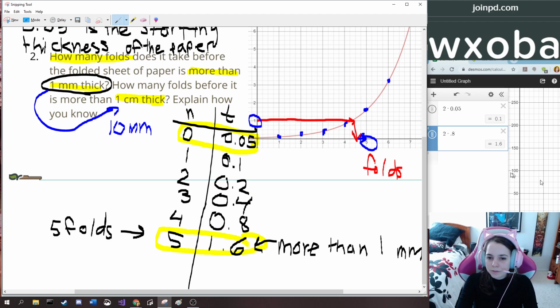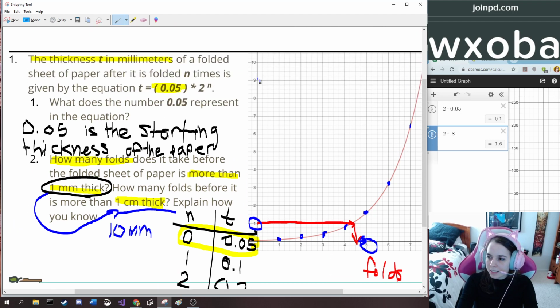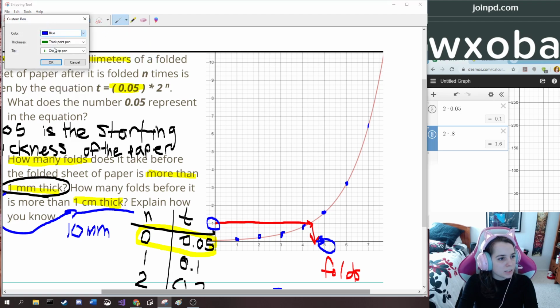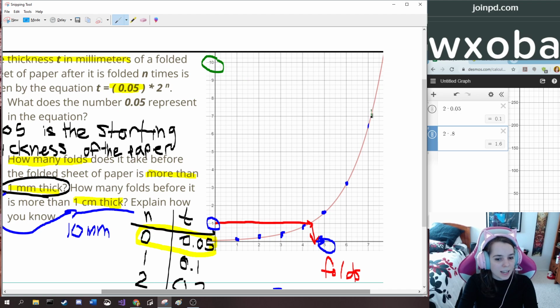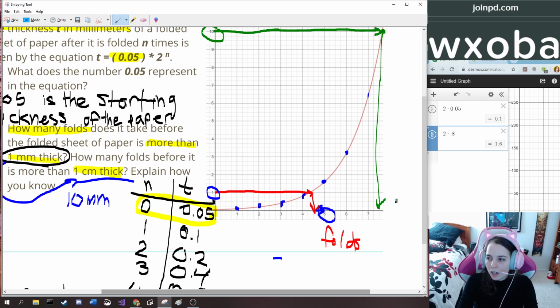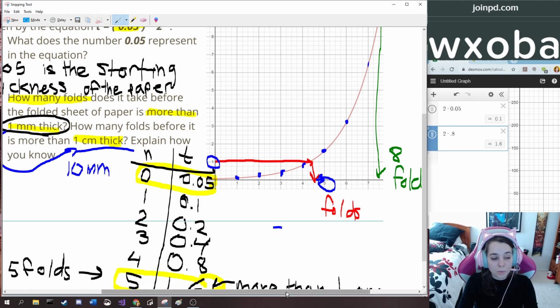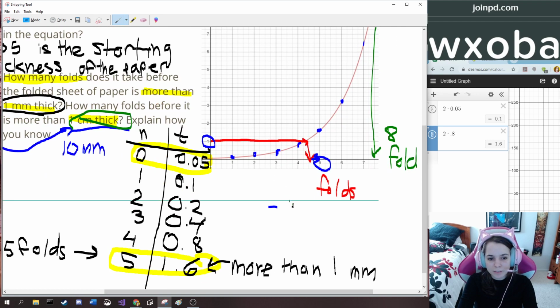Okay? So to answer the second part of the question, you could go all the way up to the 10, and you could say, okay, how many folds is it going to take for it to be more than 10 milliliters? Okay? More than 1 centimeter thick. So you go here, you go down and you see, okay, it has to be in between 7 and 8. So that means it would take 8 folds for the paper to be 10 centimeters thick. Or sorry, 10 milliliters thick, which is the same as 1 centimeter.